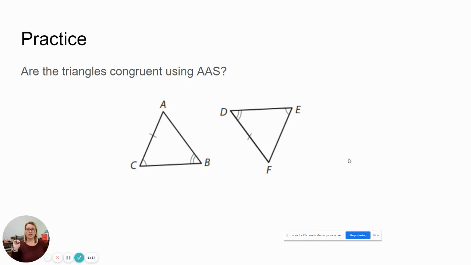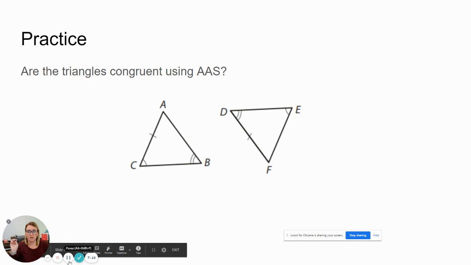So, if we look at this, would this be included as an angle, angle, side theorem? Look and see, first of all, if your side is not included, and second of all, look and see if you have two of the same angles. So, go ahead and check this one out.